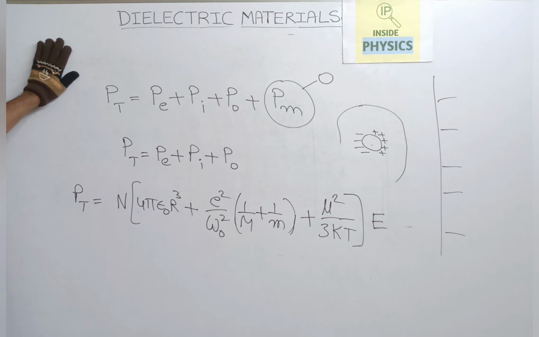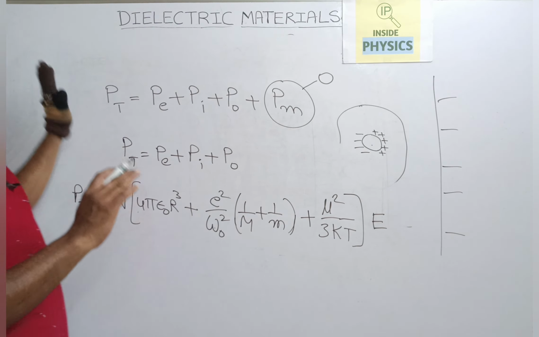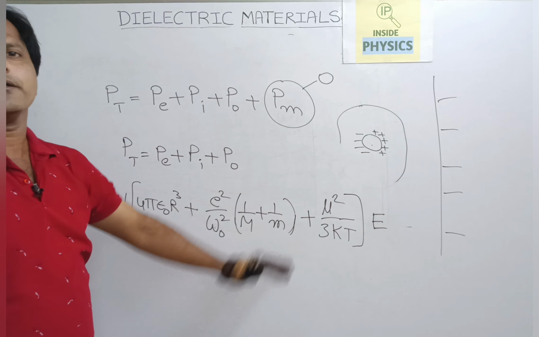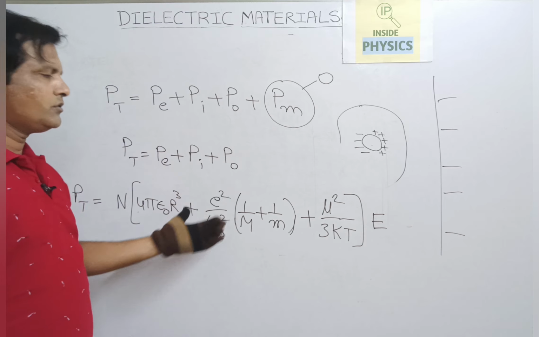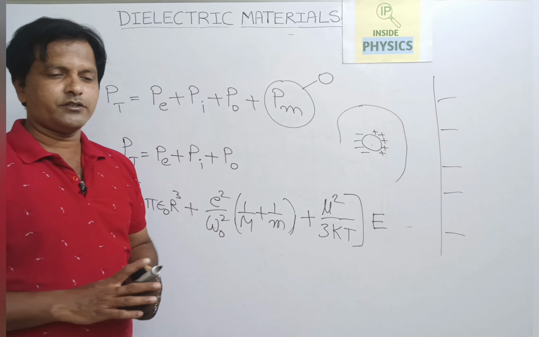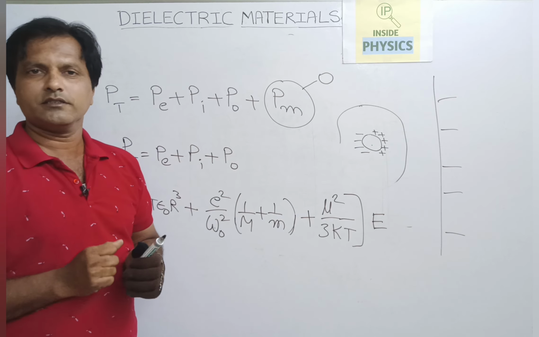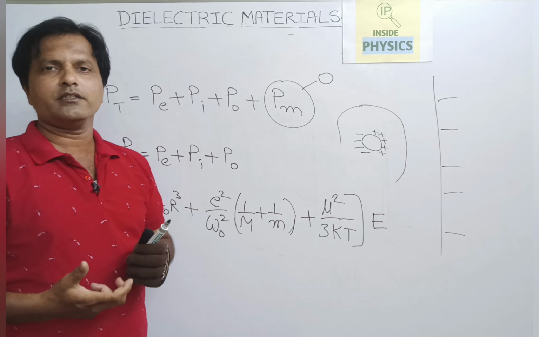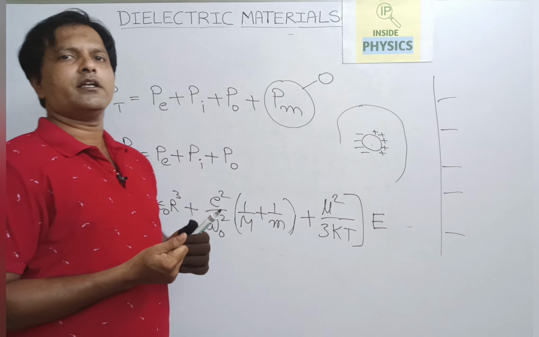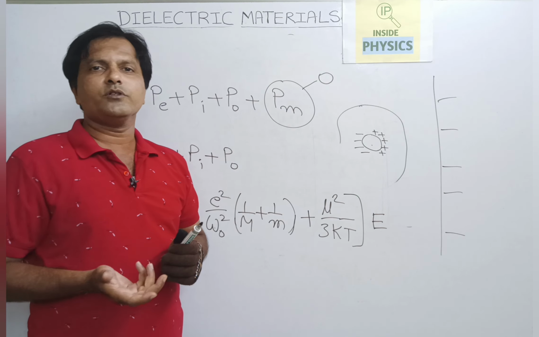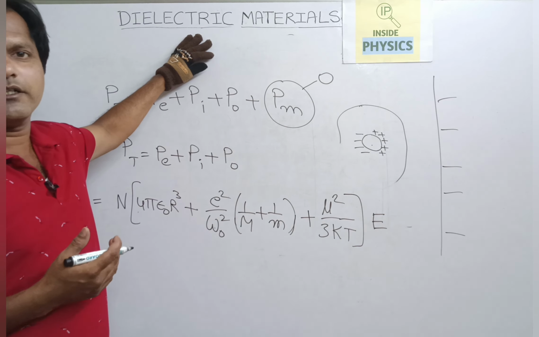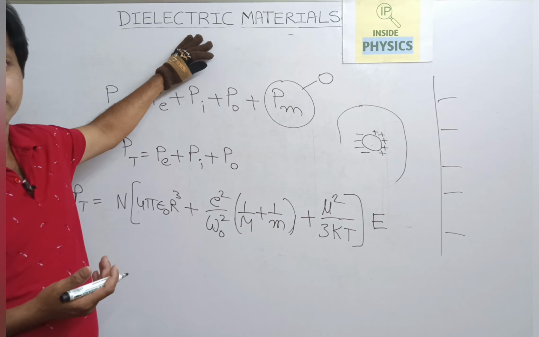This is about the polarization that happens in dielectric materials. What is the use? I already told you. This polarization is required to store charges. We need some charge in electrical circuits, and sometimes we require more charge. So dielectrics are very helpful in the electrical industry.